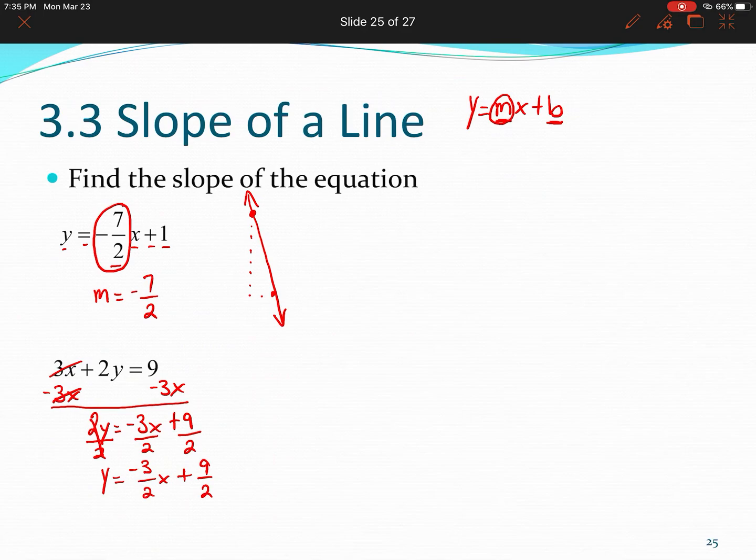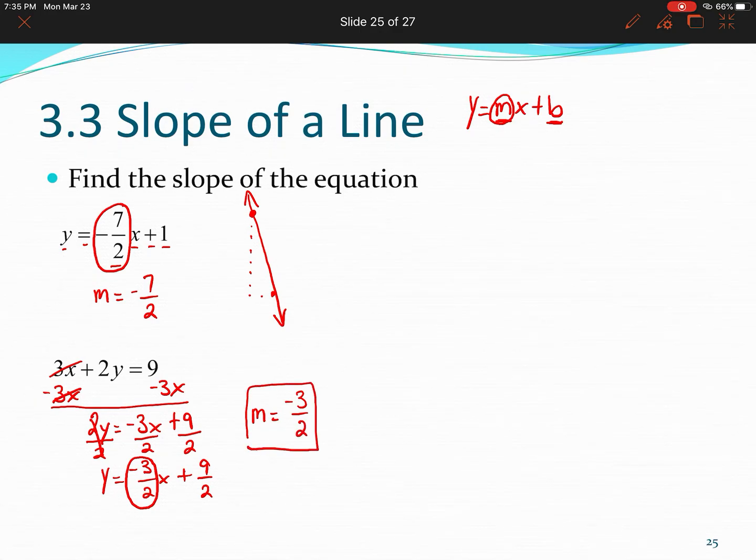Well, again, what is our b? Well, this is in the equation, or in the form, y equals mx plus b. The m is negative 3 over 2. Do not tell me that the slope is negative 3 over 2x. That is not part of the slope.